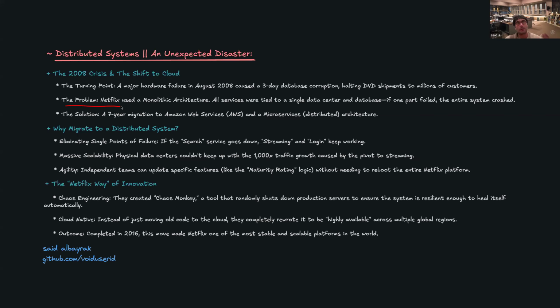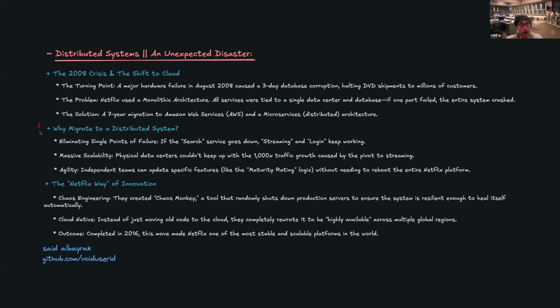The problem was caused because Netflix used a monolithic architecture. All services were tied to a single data center. Everything was on-prem, and if one part failed, the entire system crashed. Right. So they came up with a solution: a 7-year migration to AWS and a microservices distributed architecture.